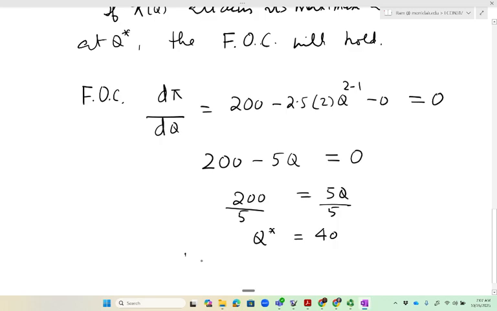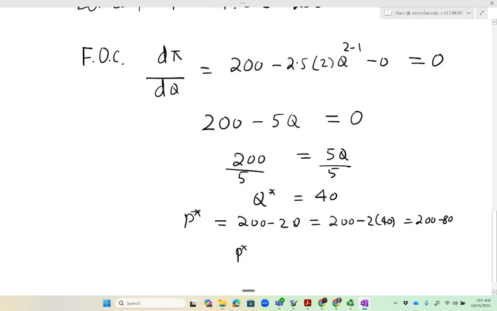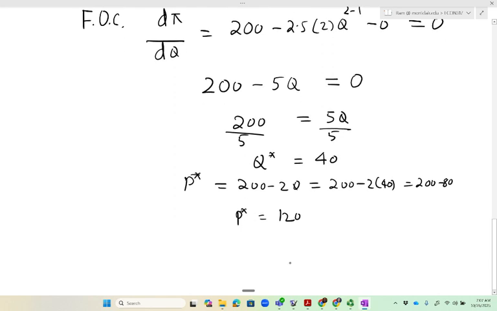Let's find out the profit. So first I will find out the price, which is 200 minus 2q. So 200 minus 2 times 40, 200 minus 80, price turns out to be $120. So with this, I can now find out the total revenue, price times quantity, 120 times 40 turns out to be $4,800.